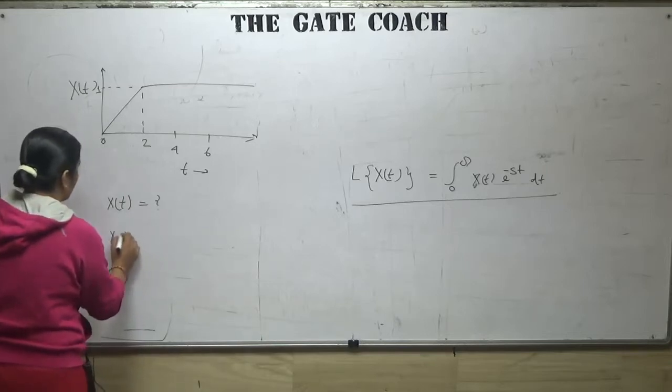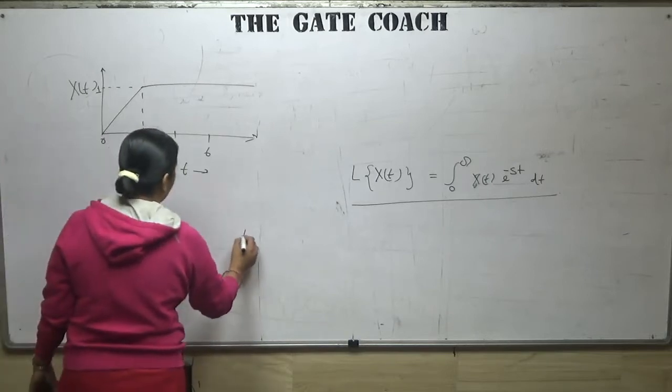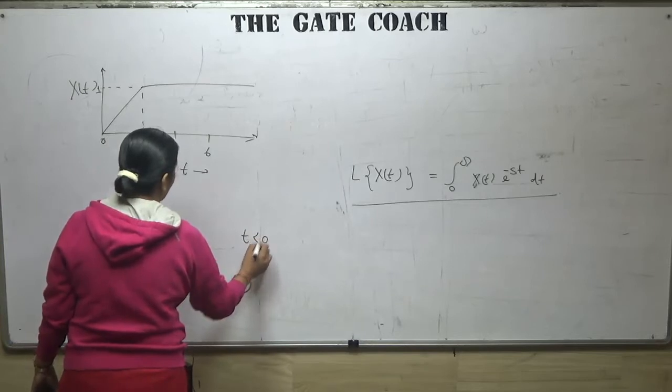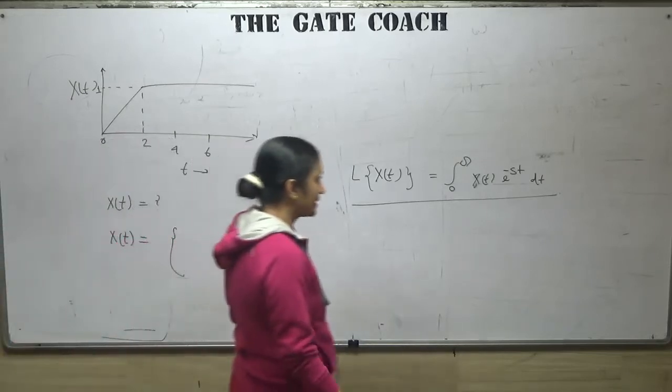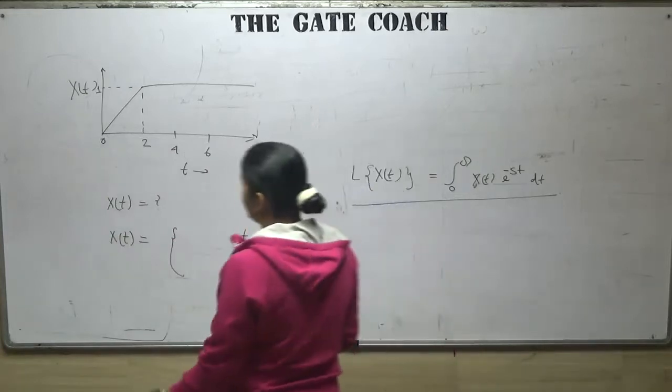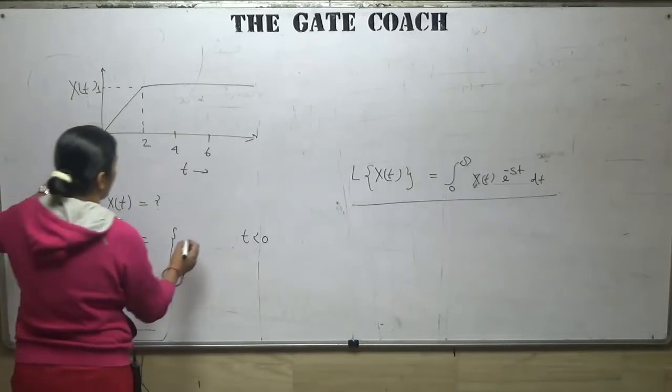So you will calculate x(t) here. When time t is less than 0, you can say either it is at steady state condition, or before any disturbance is given to the system it is at steady state, or we can say the value is 0.